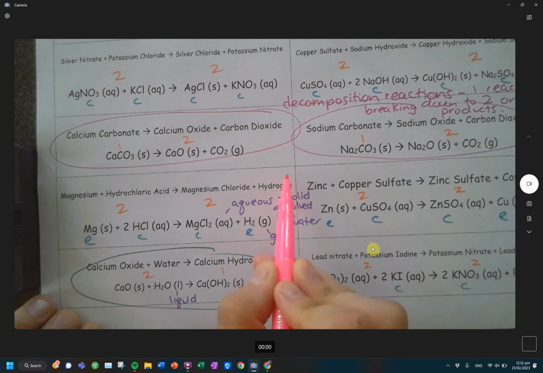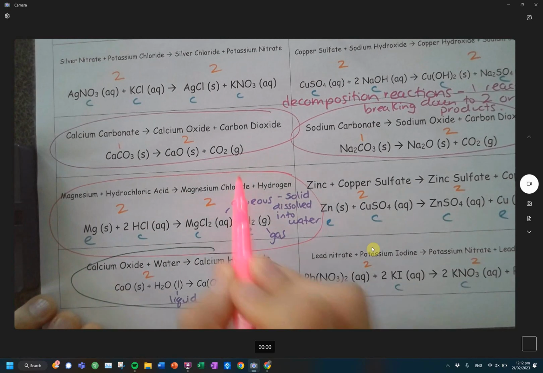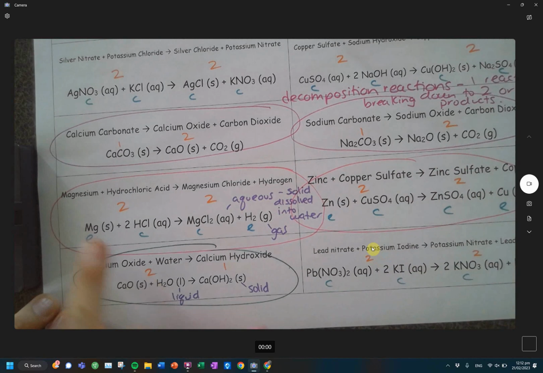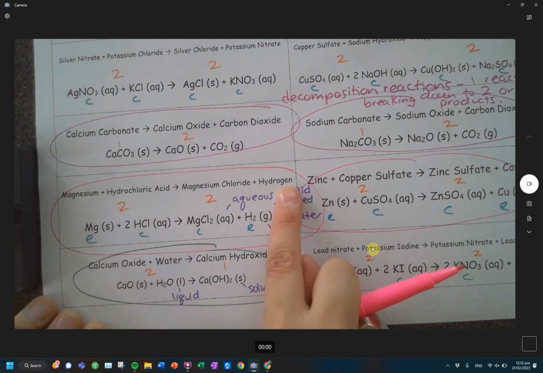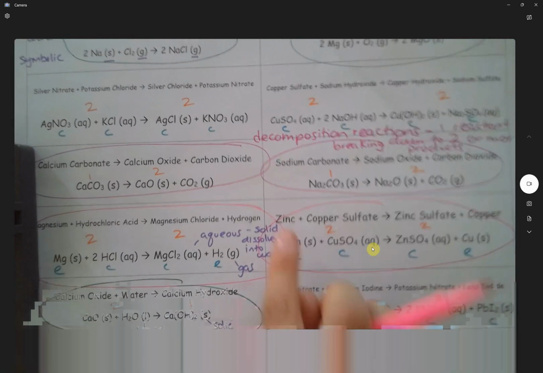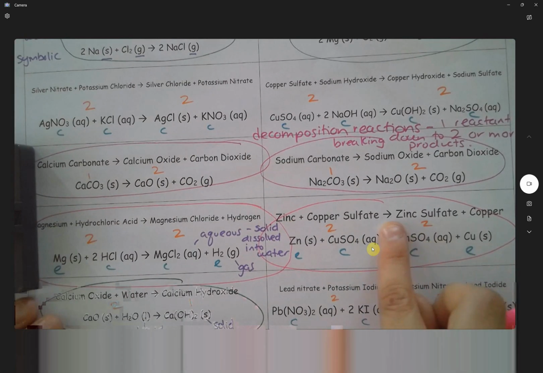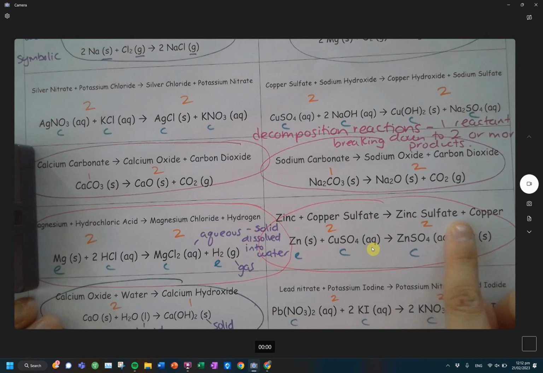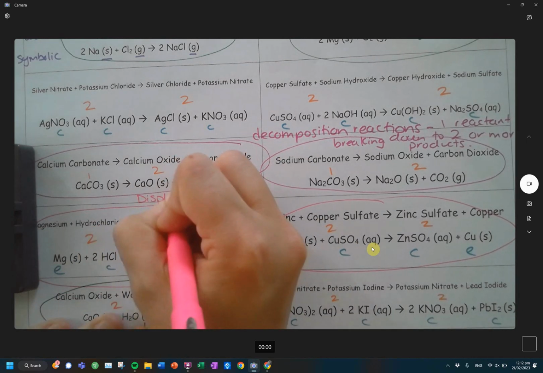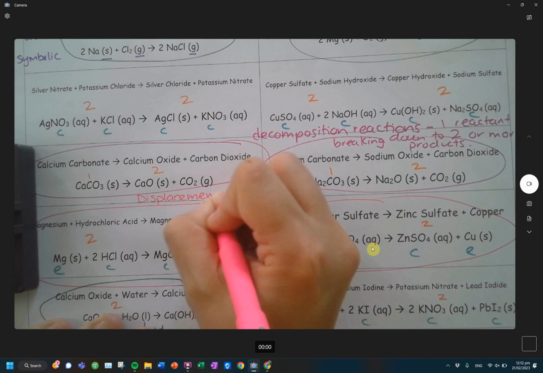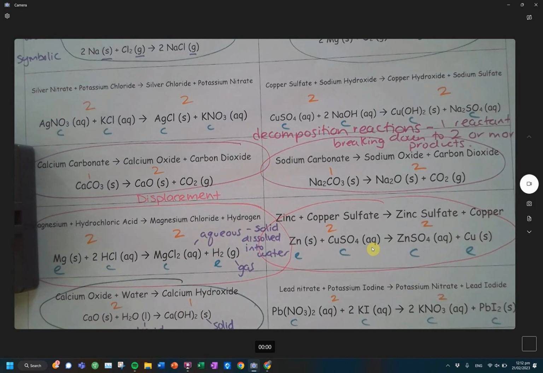So these two here that I'm circling in pink, the magnesium plus the hydrochloric acid making the magnesium chloride and the hydrogen, and the zinc and copper sulfate making zinc sulfate and copper. These two are known as our displacement reactions.